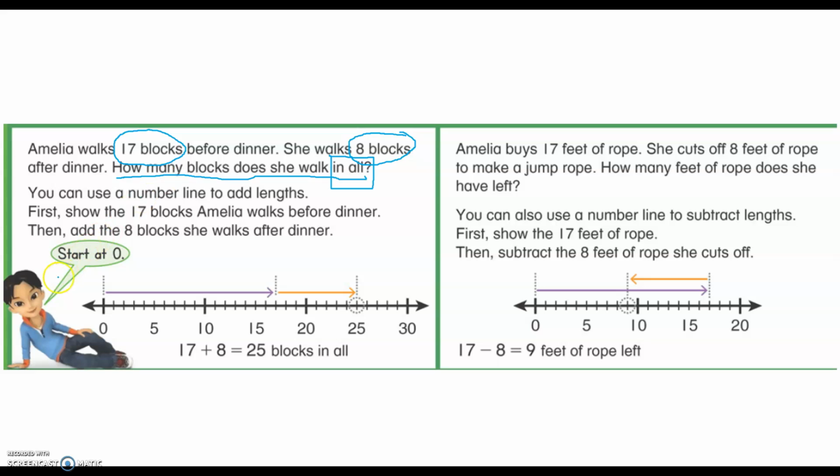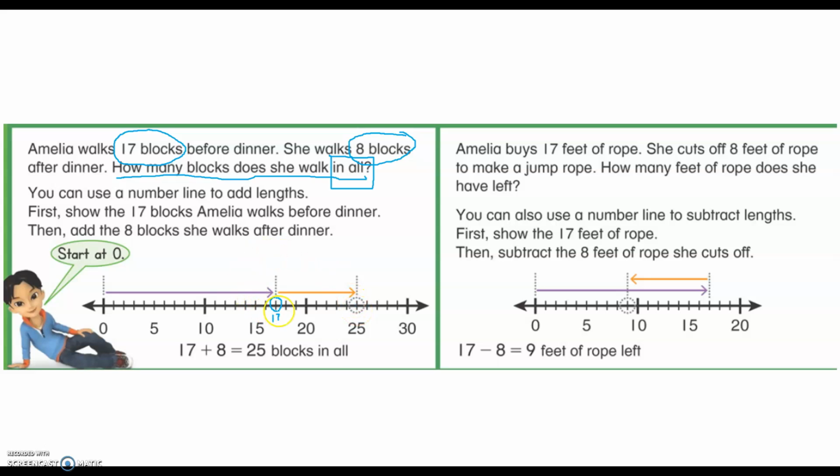Now, when I know that I'm starting at 0 and I'm going all the way to 17, I know that on my number line I'll start at 0. So the first thing that we'll do is we'll mark 17, and they've already done that for us. Now we need to add 8. So that means we're going to start where the 17 is, right here, and just count up 8 marks. 1, 2, 3, 4, 5, 6, 7, 8. And they've marked it for us.